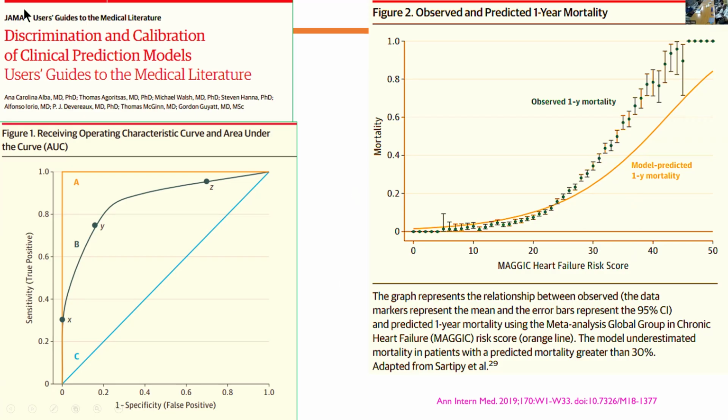This is different from discrimination, which is just yes or no. Can it differentiate heart failure, yes or no? Here, at different levels of probability, how good is the prediction? So both are two sides of a coin. One must look at calibration as well as discrimination.